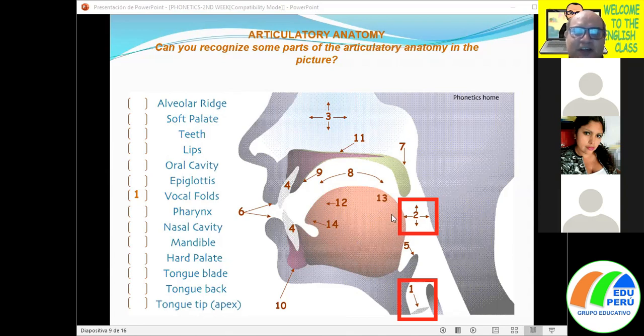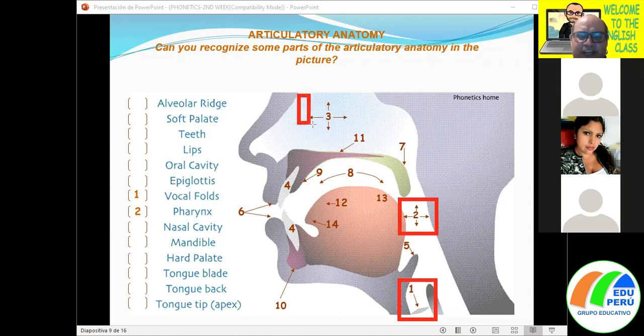Number two, notice number two. Is it the mandible? No, the mandible is here in my chin. This is the mandible. Yes, that's it. Number two is the pharynx, la pharynx. The pharynx, exactly.